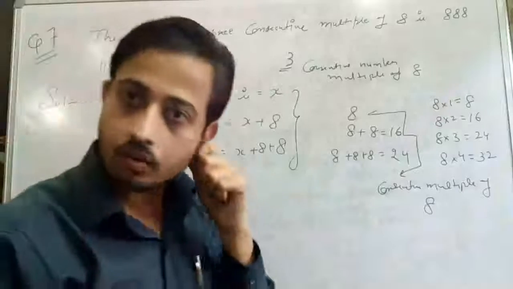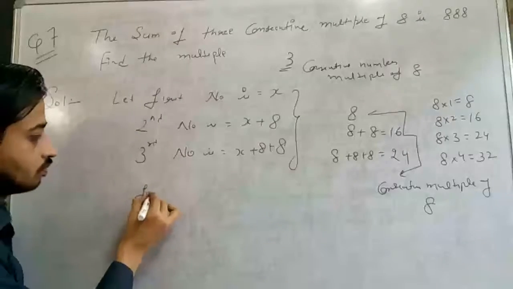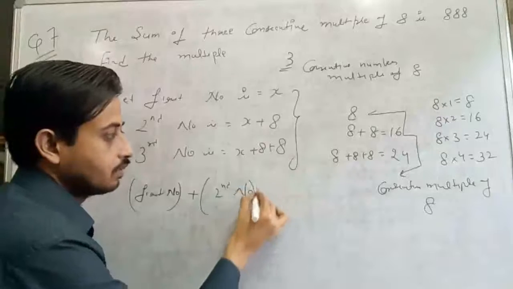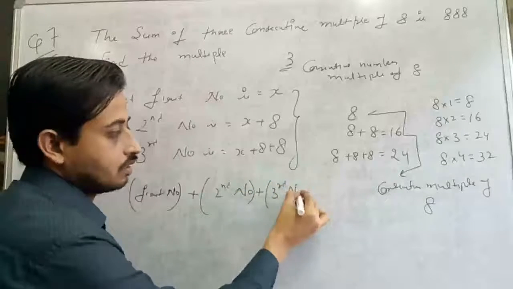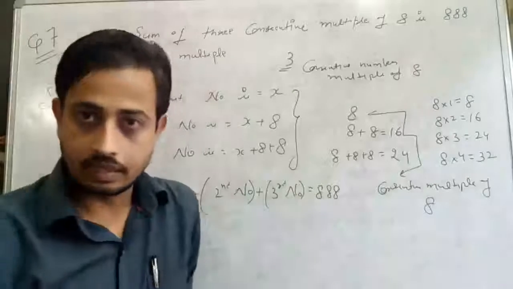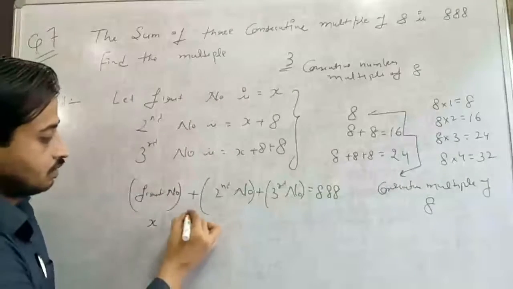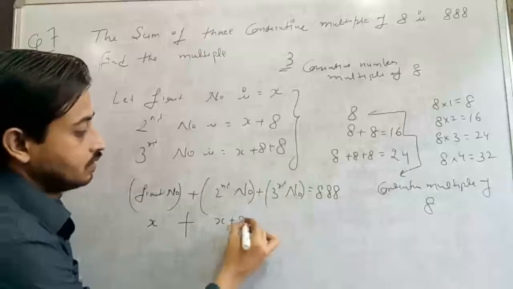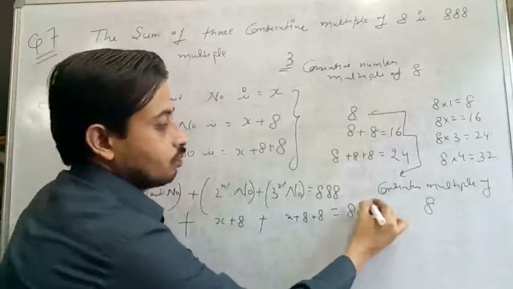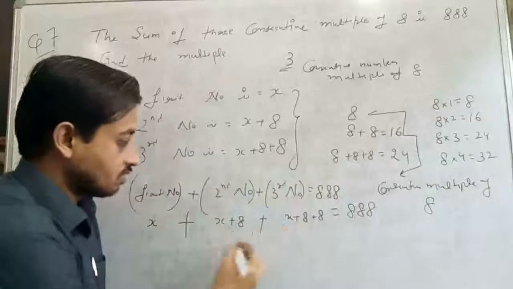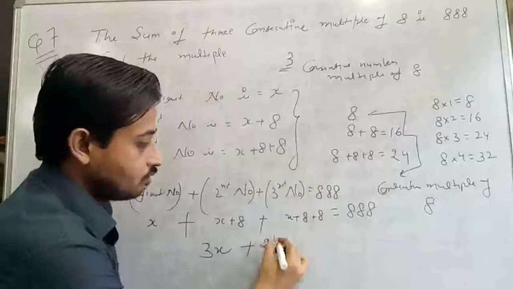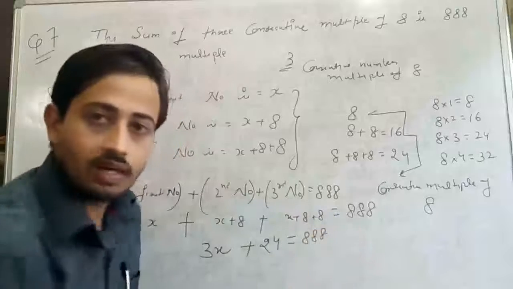Now sum means we have to add. Now please add that: first number plus second number plus third number, add them, we get 312. So the first number is x, the second number is x plus 8, and the third number is x plus 8 plus 8. Now add x plus x plus x, which is equal to 3x. Now 8 plus 8 plus 8 is equal to 24. We have to calculate the value of x.